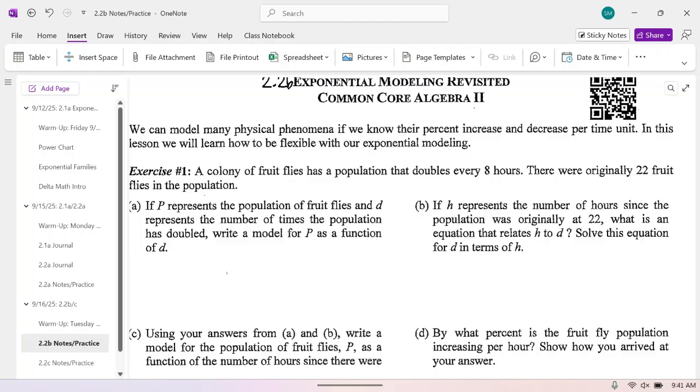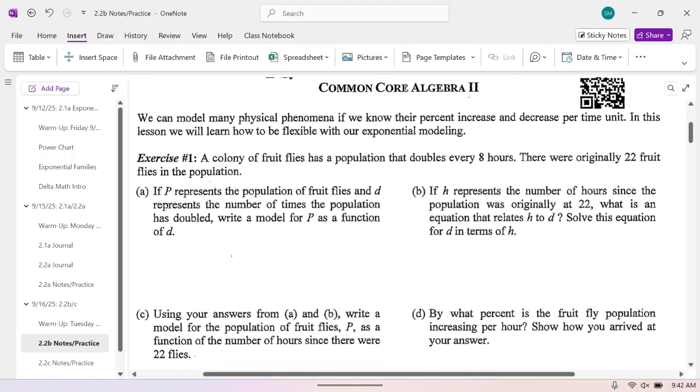All right, my darling. So I'm on page 5. We're doing 2.2p today. So we're still dealing with exponential modeling. This one in particular, 2.2p, is all about doubling and half-lives. Half-lives you probably know from biology, and you also see it in chemistry with radioactive metals. Doubling, you definitely see in biology. It's strictly population. So let's talk about this together.